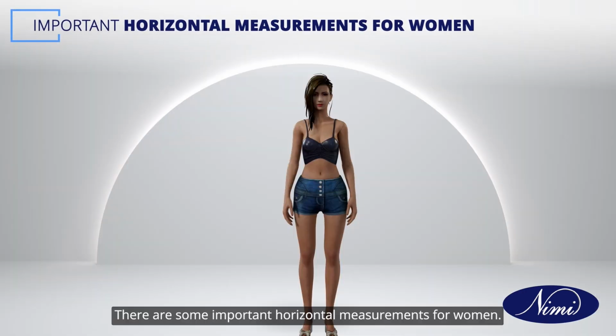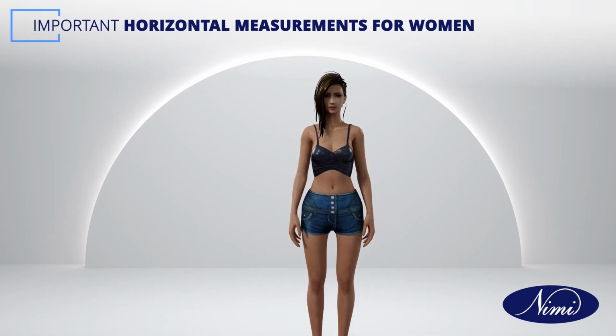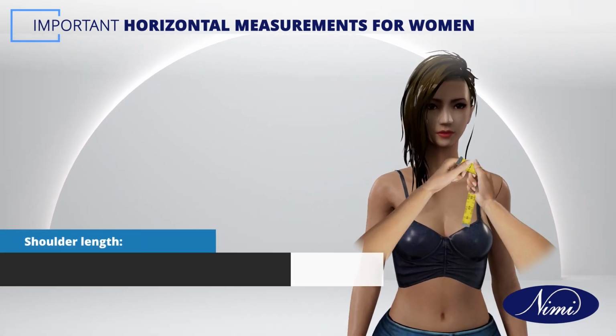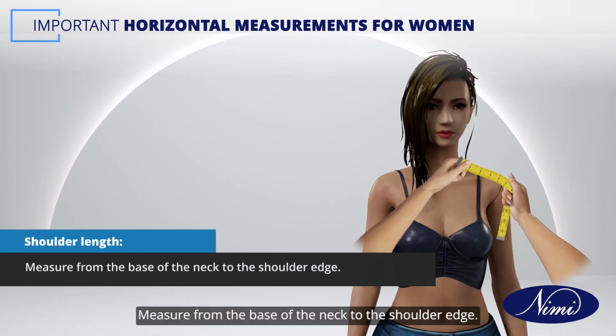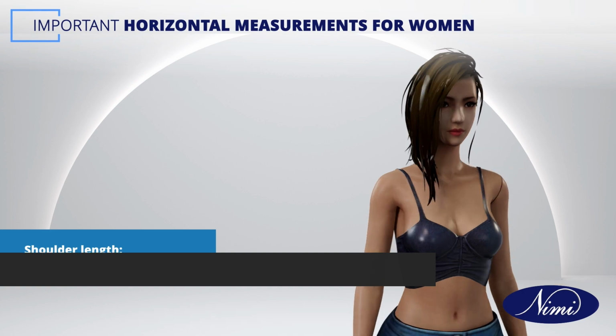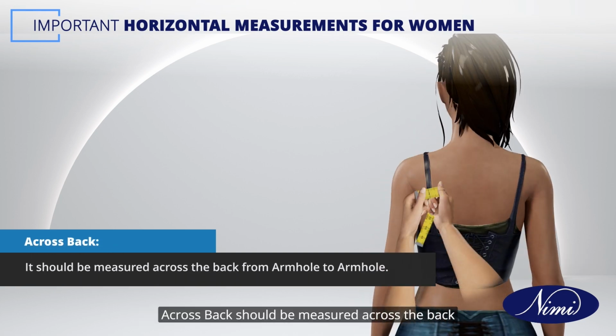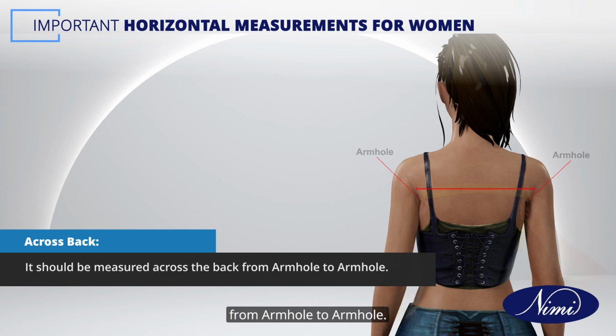There are some important horizontal measurements for women. They are shoulder length. Measure from the base of the neck to the shoulder edge. Across back should be measured across the back from armhole to armhole.